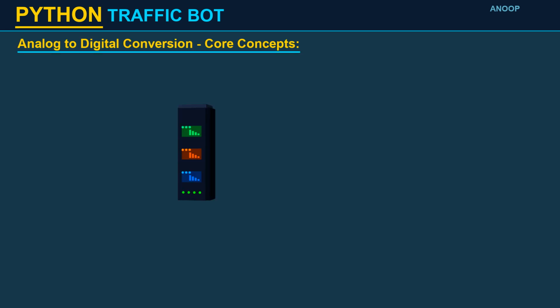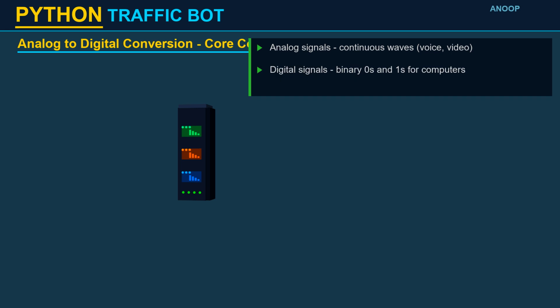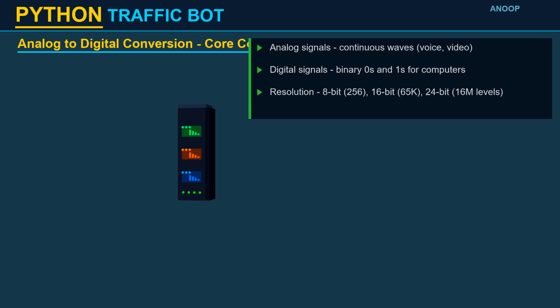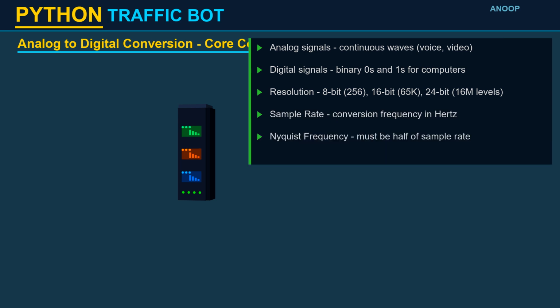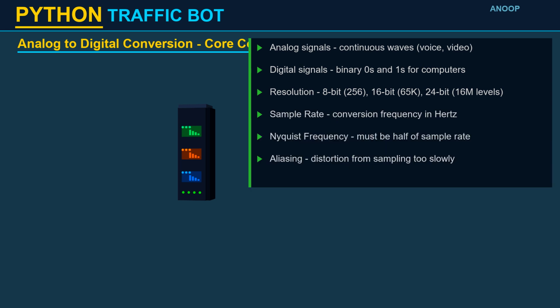Let's dive in. Before we build our traffic bot, let's understand a critical foundation. All network communication begins with signals. Analog signals are continuous waves, like a sine wave, representing real-world data such as voice or video. Digital signals are discrete, represented as binary zeros and ones that computers process. An analog to digital converter, or ADC, bridges these two worlds. Resolution, measured in bit depth, determines accuracy.